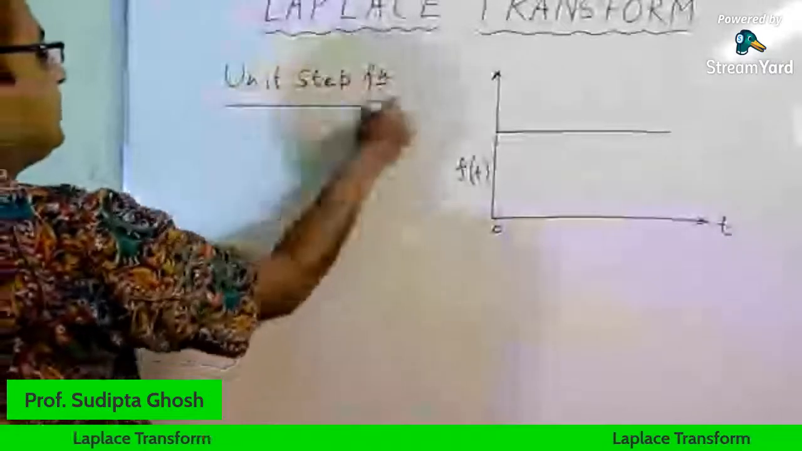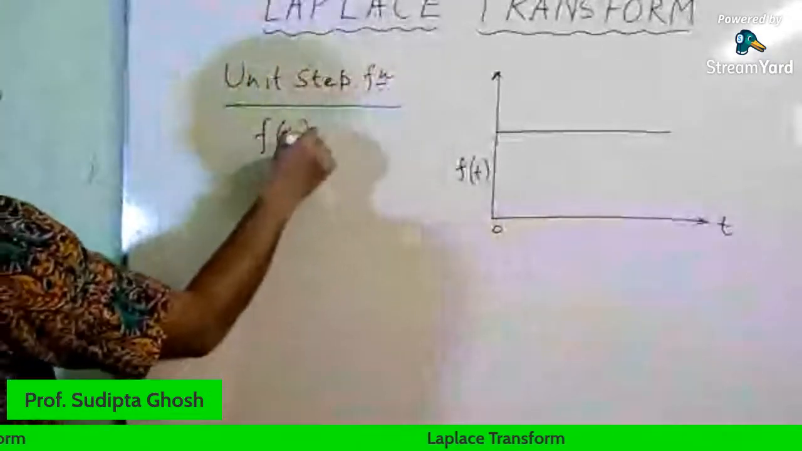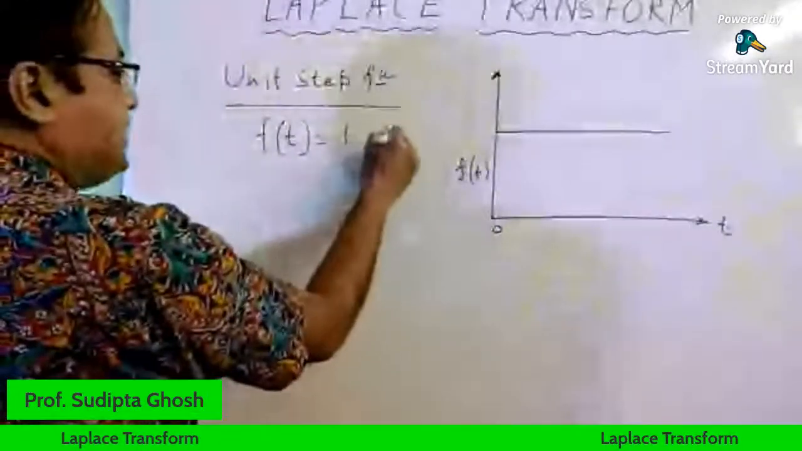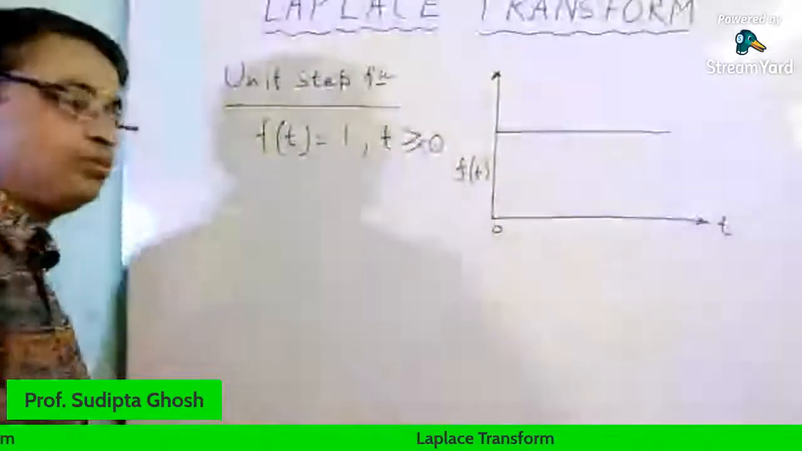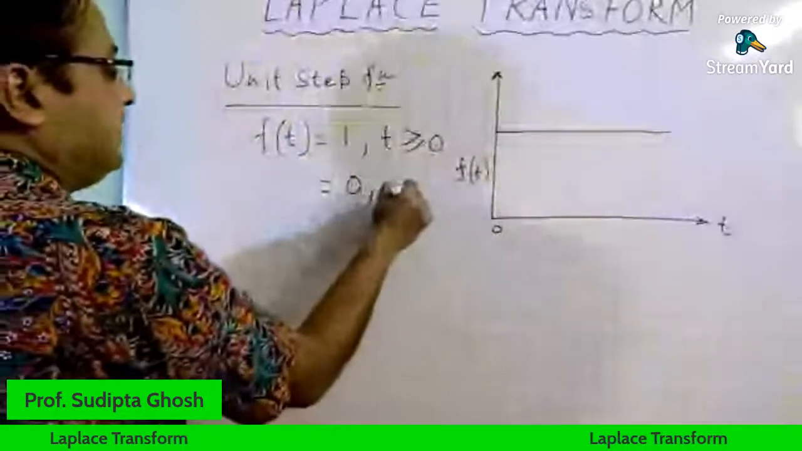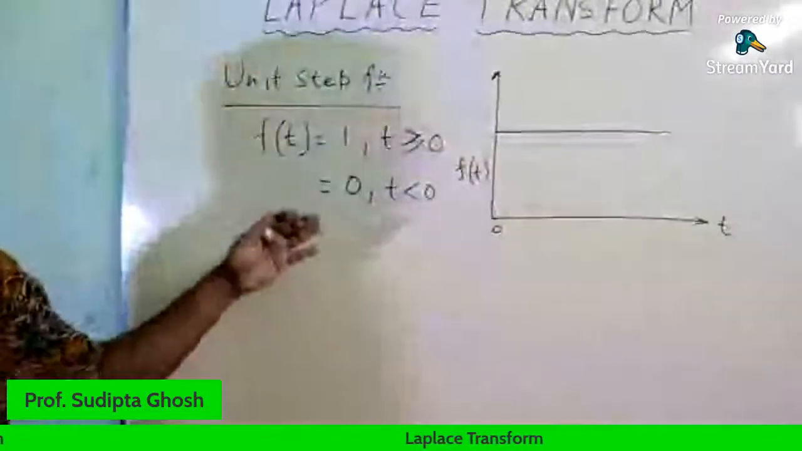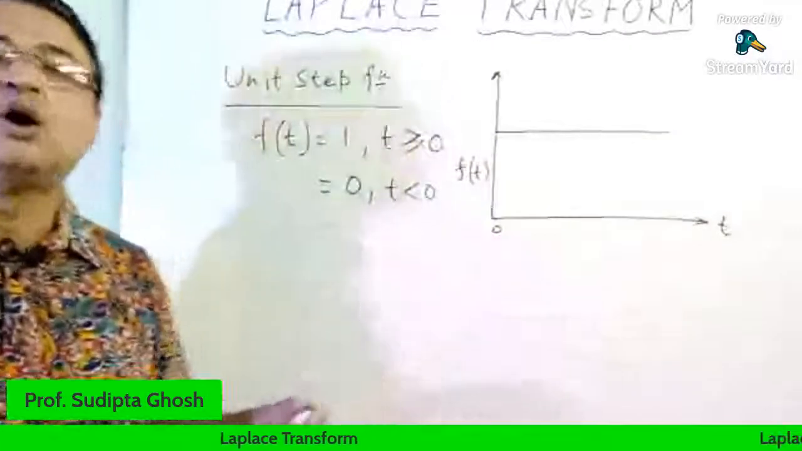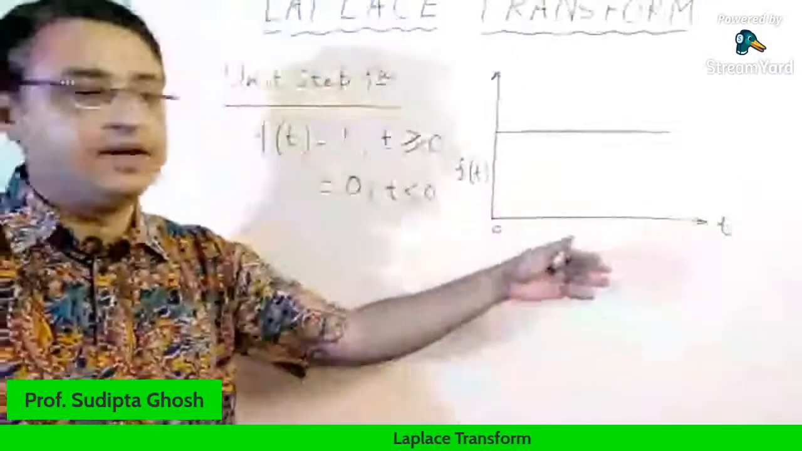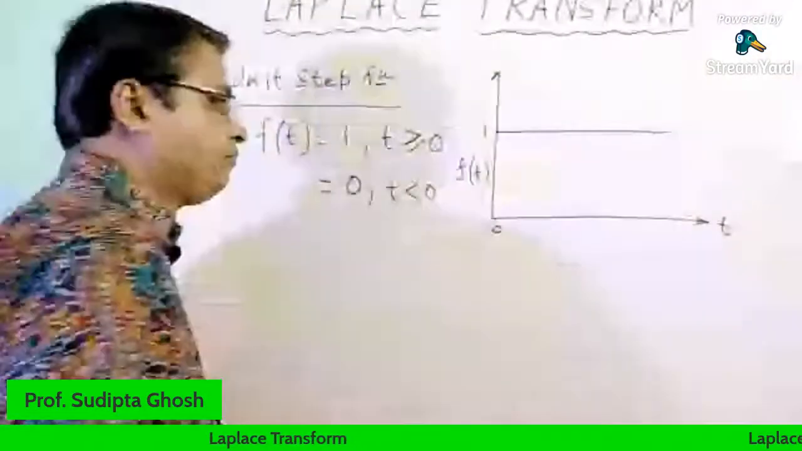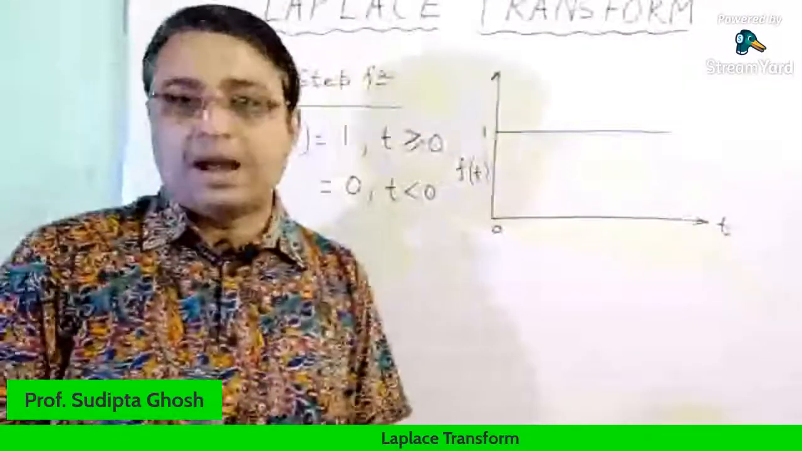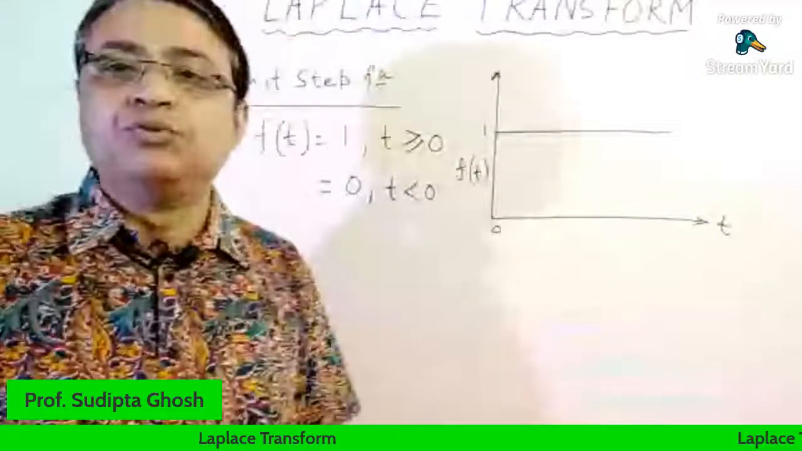That means the value of the function is f of t equals 1 whenever time t is greater than or equal to 0, else it is 0 when t is less than 0. So this is the mathematical expression of a unit step function, and the graphical representation is given here. This is the value 1. Now we are going to apply the Laplace transformation to this unit step function.